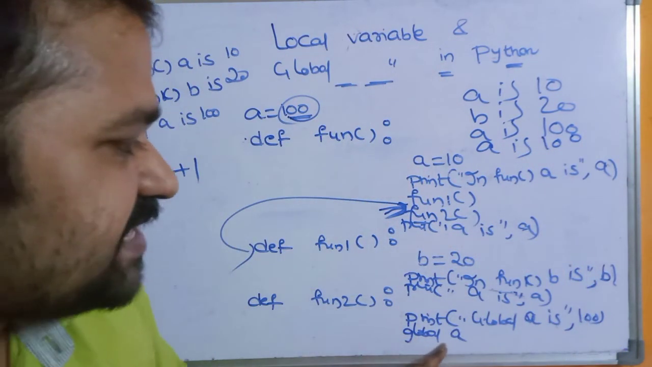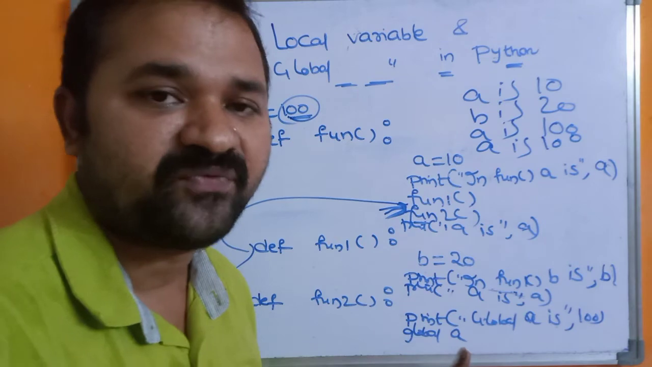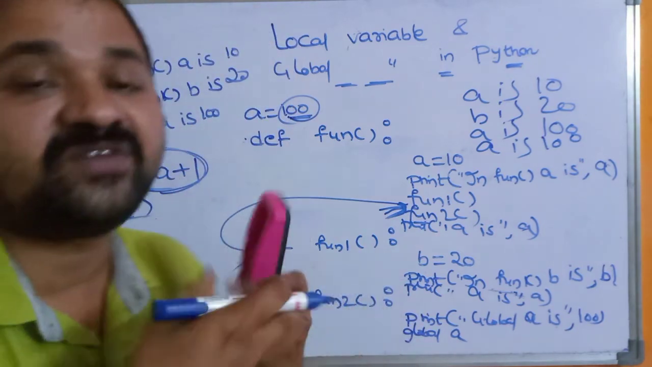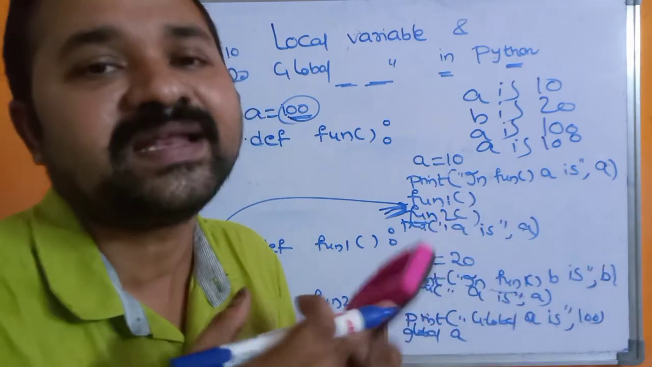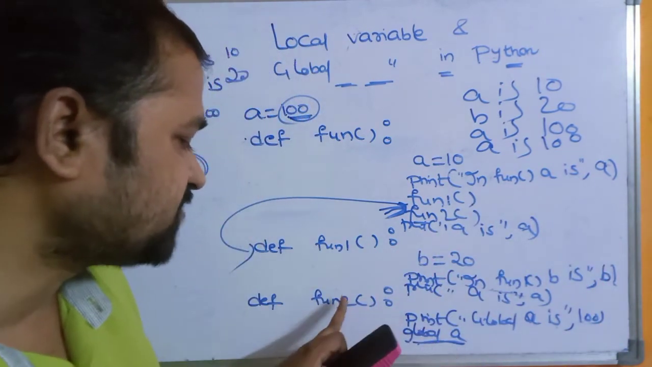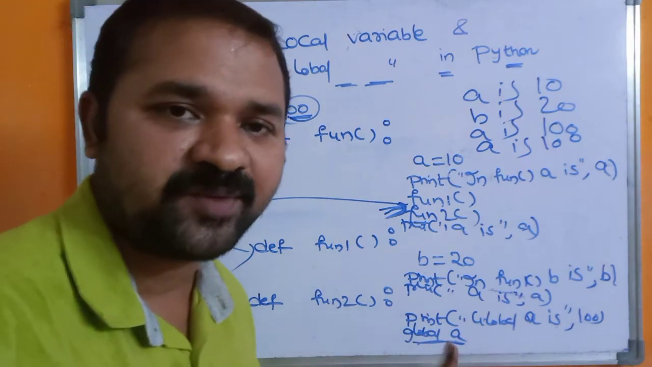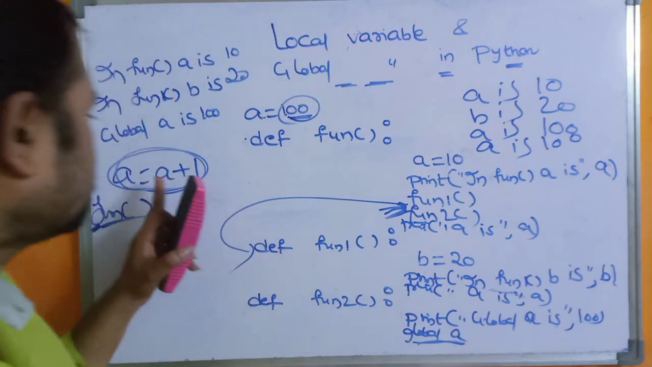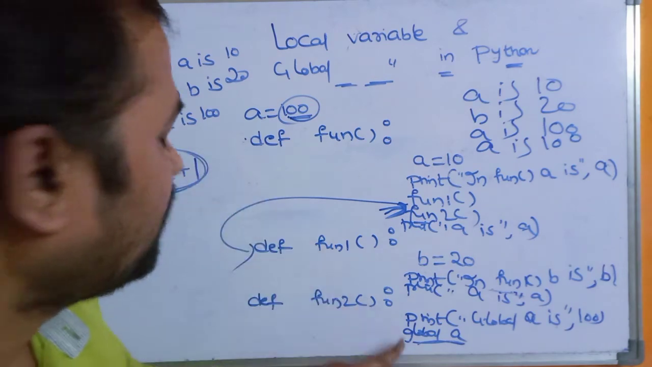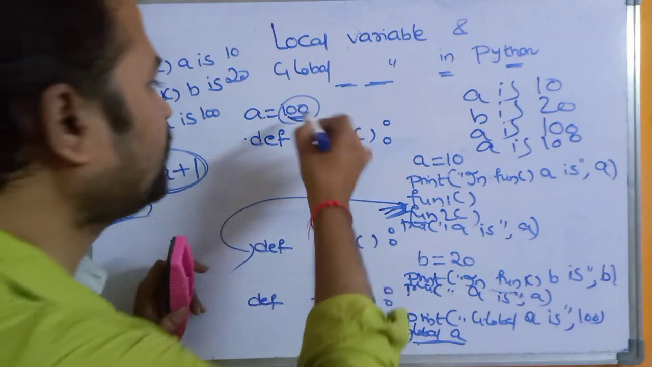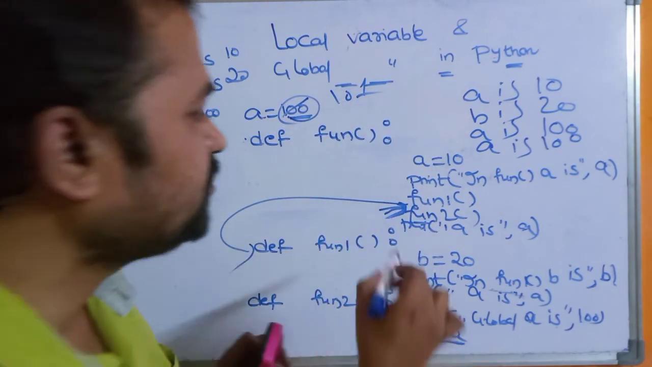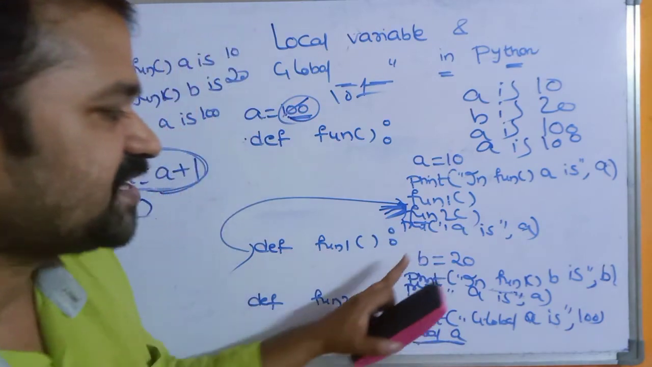Here we have written a statement called global a. Why? Because here we want to perform some operation on a. If we want to change the a value, then we have to write this statement global a. Why? Because for this function a is not a local variable, a is a global variable. So now a will become 101. Okay. So once it is over, control comes to the next statement after the function call.